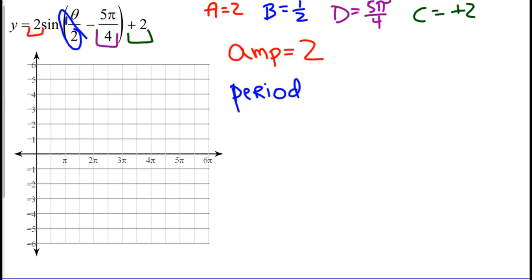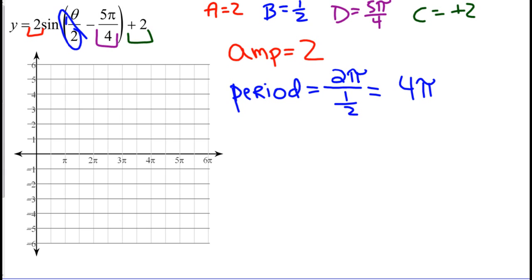So to find our period, we always go 2 pi divided by the actual b value, and that's 1/2. So this is 2 pi divided by 1/2. Dividing by 1/2 is the same thing as multiplying by 2. Remember, dividing by a fraction is the same thing as multiplying by its reciprocal. So the period is 4 pi. From start to finish, we have to get that done in 4 pi.